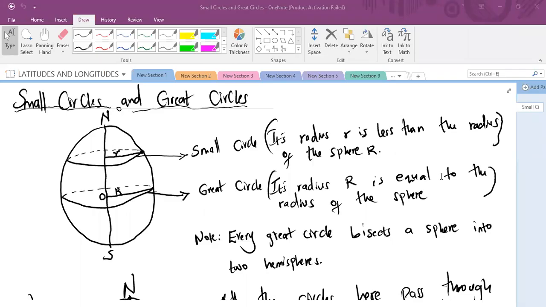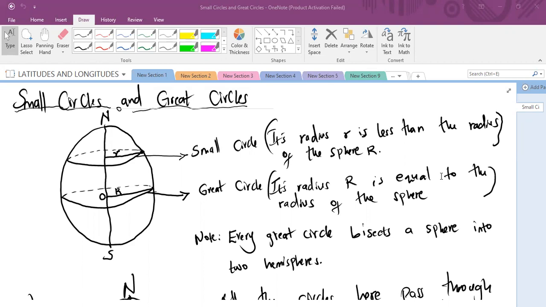Hello guys, so I would like us to look at longitudes and latitudes. Now we start off with definitions of small circles and the great circle. So assuming we have our sphere like this, and we have this circle which passes exactly in the middle of the sphere, dividing NS into two equal parts and having a radius capital R, that is called a great circle.